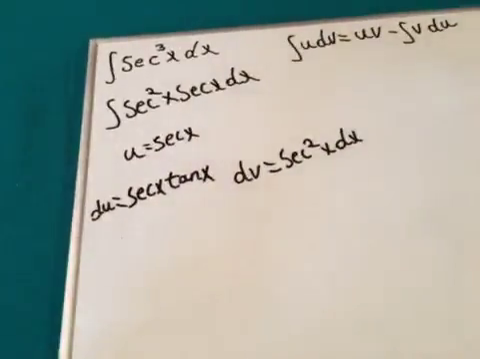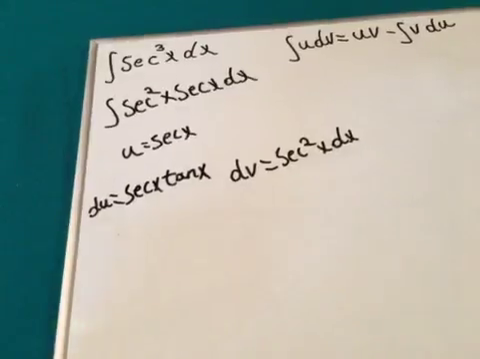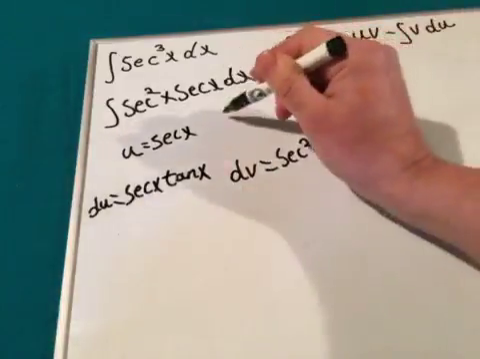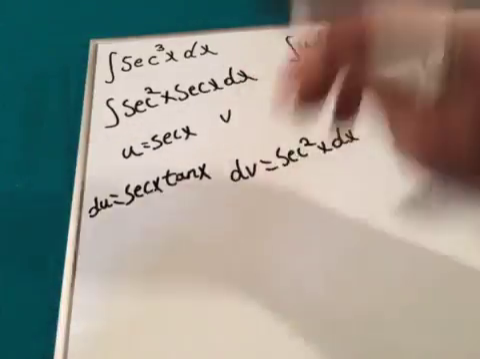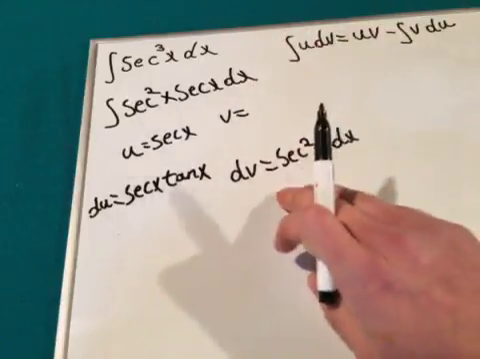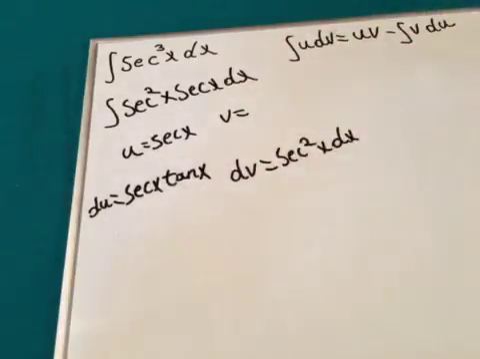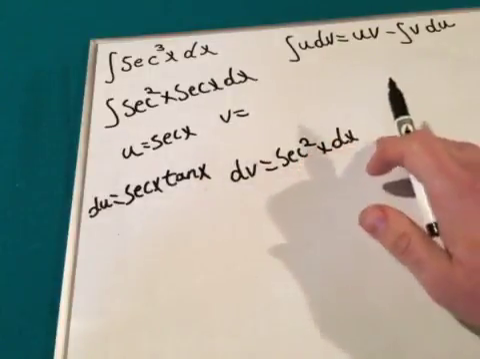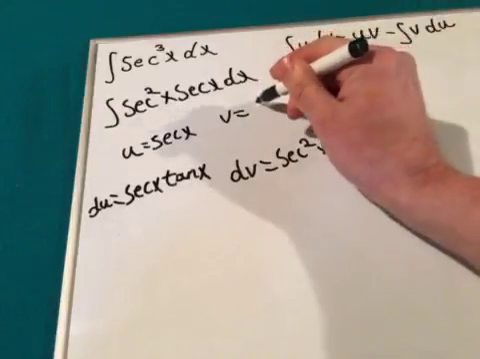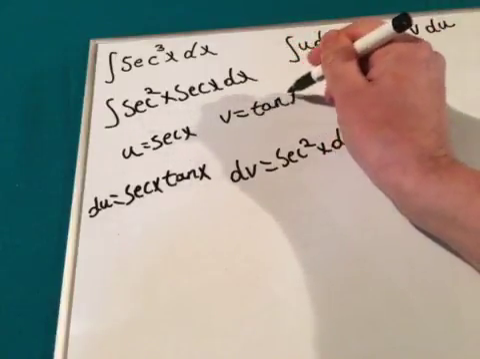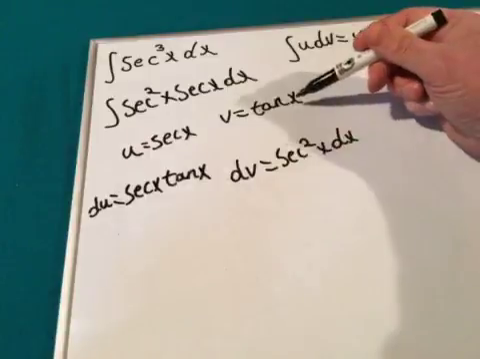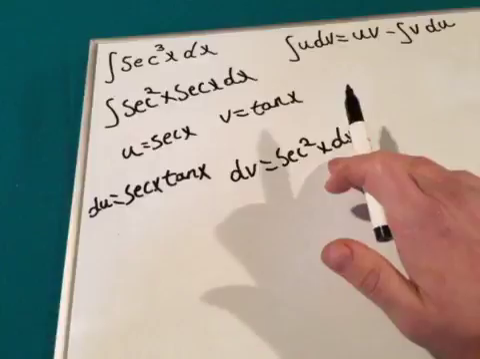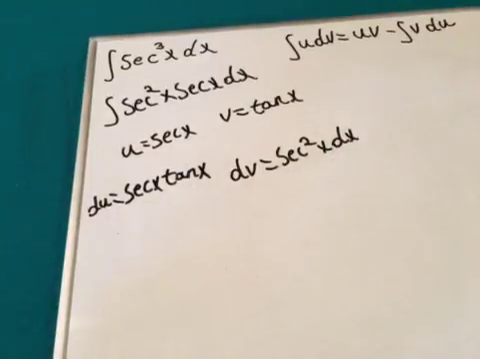Okay? And the last thing we need is our v. Well, we have dv, so we're going to integrate. If we integrate this, then we go backwards. That's why I put it down here. We go backwards and we get v. And the integral of secant squared x with respect to x is just tangent x, right? Because now if you have v, take the derivative of v, what do you get? Derivative of tangent is secant squared. So there's all our pieces.